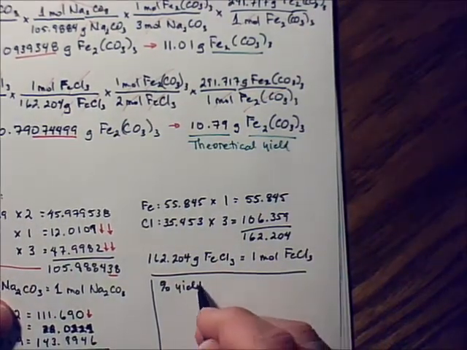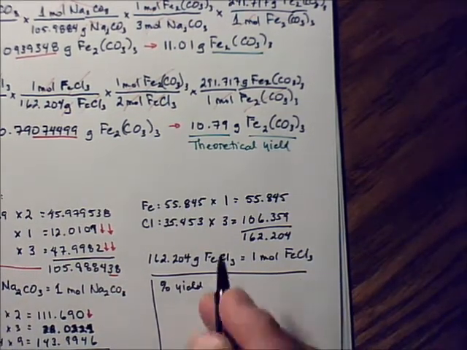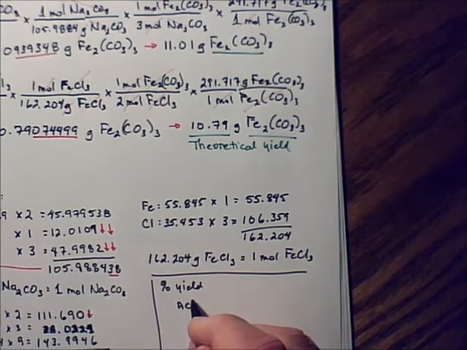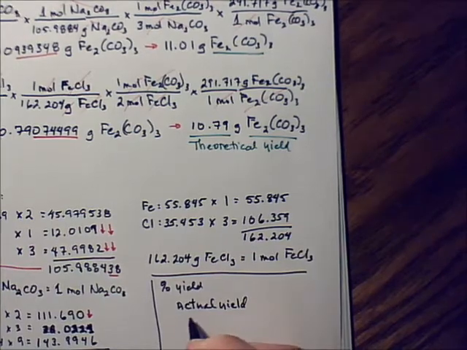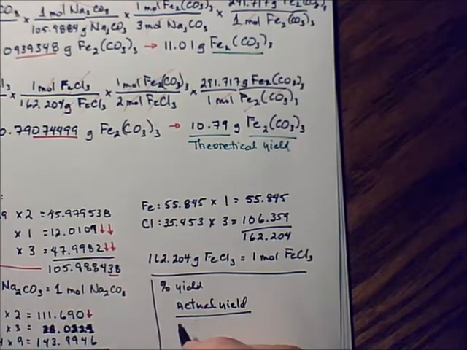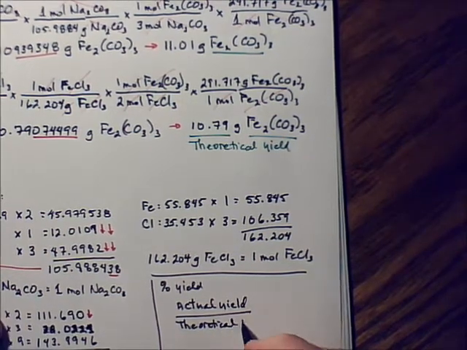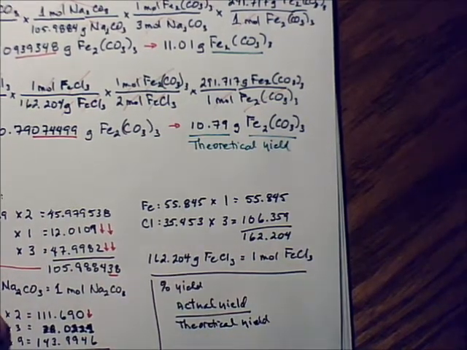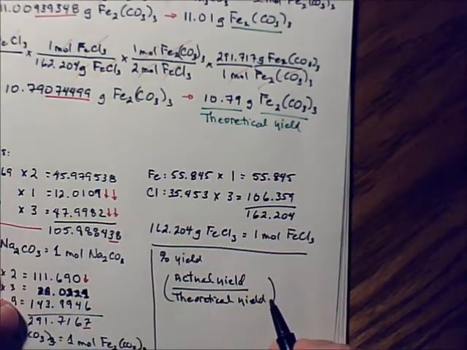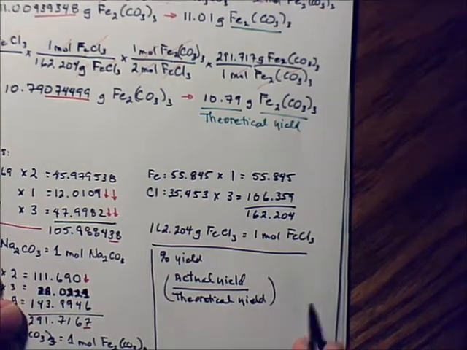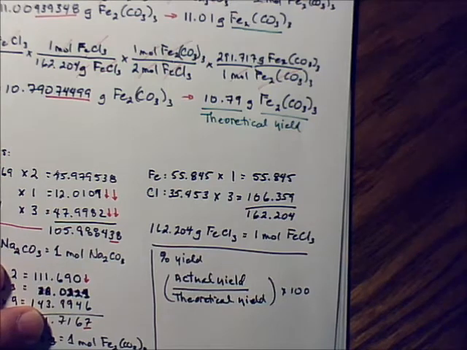Percent yield is any percent is part over whole. So we've got the actual yield is our part, over the theoretical yield, that's the whole. When you do division, it's called a quotient, right? And you multiply that times 100 to get the percent yield.